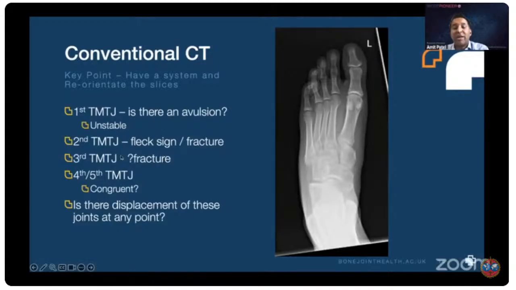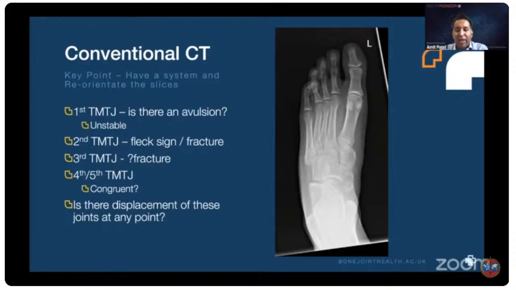So what I do is I look at the first TMTJ. I'm looking for an avulsion fracture to see whether it's stable on the CT, commonly on the sagittal view. I'm going across into the second TMTJ, looking for that fleck sign in the gap, and into the third TMTJ, looking for a fracture. And finally, are the fourth and fifth congruent? And is there displacement at any point in these joints?